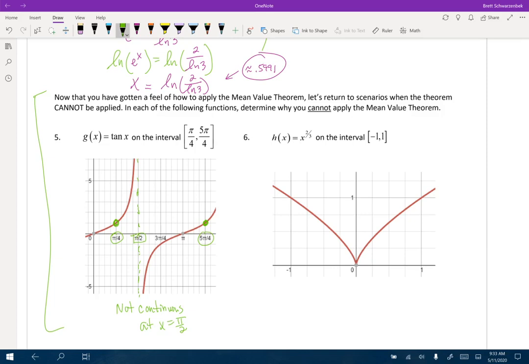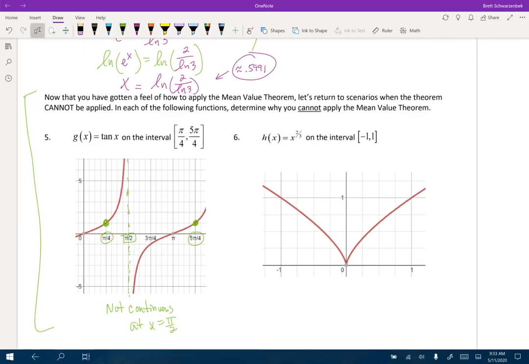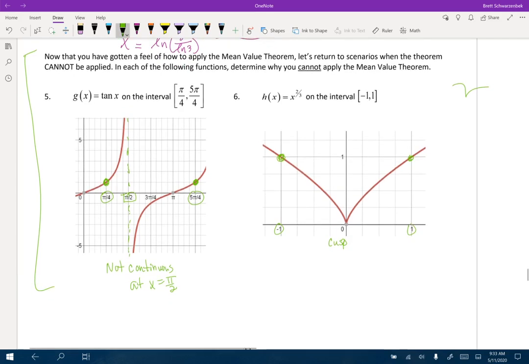Now, if you look at 6, what about x to the 2/3? This is like the seagull looking graph. If I was to draw a seagull, I would do that. So this is the seagull. It's a cusp, right? So if I'm on the interval -1 to 1, why is it that I cannot use the mean value theorem? Well, if this is a cusp, that means that this is not differentiable at x equals, it looks like 0 is where our cusp is.